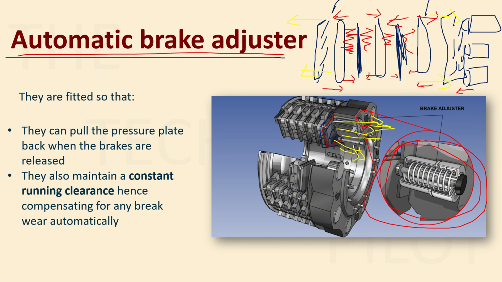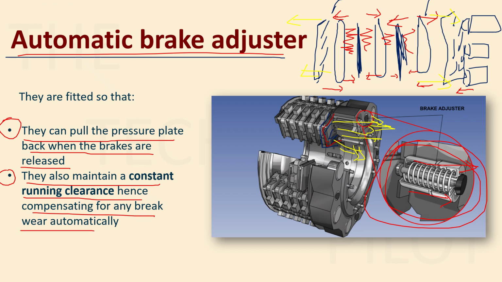So this is the first purpose: they pull the pressure plate backwards when the brake is released. Whenever you release the brakes, the spring mechanism kicks in and pulls back the pressure plate, and hence you release the brakes. The second thing it does is maintain a constant running clearance, hence compensating for any brake wear automatically.